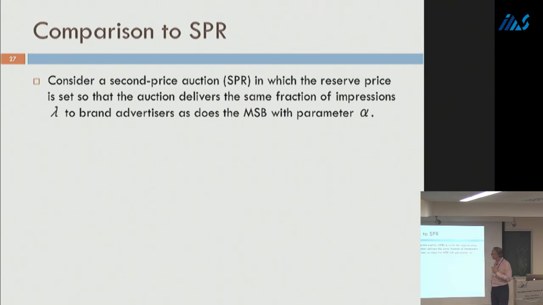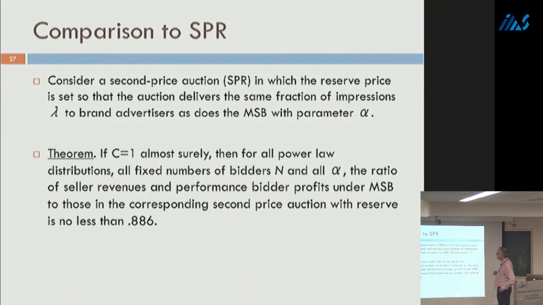I grant you. Okay. Now I want a comparison to the second price auction with reserve, which we're calling SPR in sort of a computer science-y way. So consider a second price auction in which the reserve price is set so that the auction delivers the same fraction of impressions, lambda, to the brand advertiser as the modified second bid does with alpha. So I'm matching alpha and lambda so that I'm delivering the right fraction of impressions. I'm matching the reserve price. Theorem: set C equal to 1, it doesn't matter. Setting C equal to 1 almost surely means that I don't have to worry about adverse selection. It means that I'm giving the best possible treatment to the second price auction because it's not causing any adverse selection because there's no variation in consumer quality.